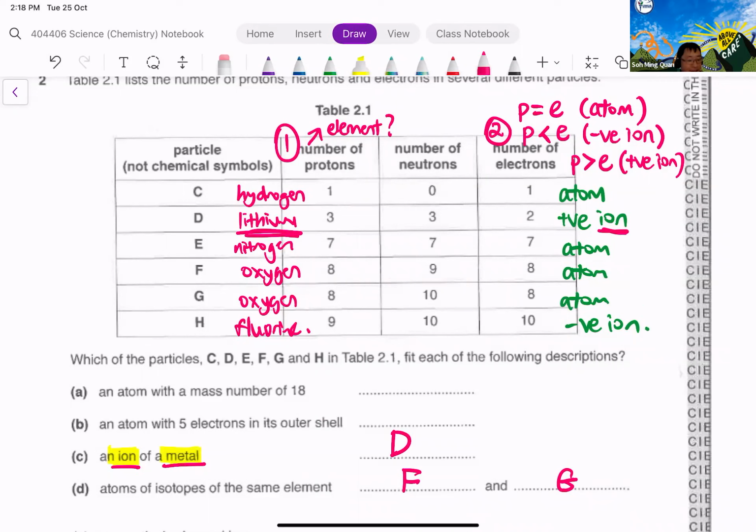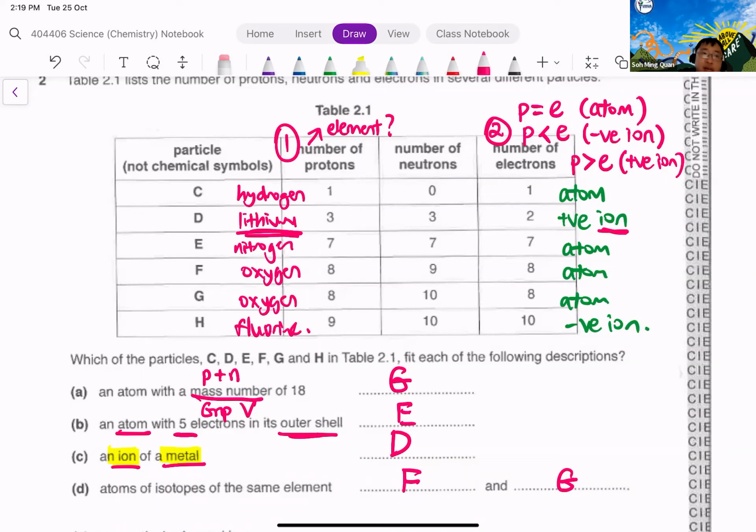Next, an atom with 5 electrons in the outer shell. Isn't that group 5? Group 5 will have 5 electrons in the outer shell, right? Isn't it nitrogen? Finally, mass number 18. Mass number is proton plus neutron, right? So proton plus neutron 18, that will be G.